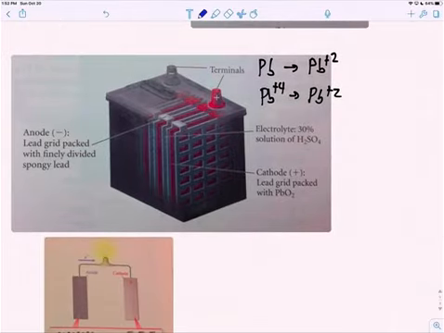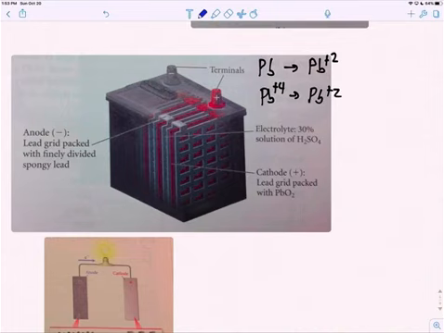A car battery, so here's a car battery. Car batteries are lead acid batteries, and if you ever picked one up, they're heavy. So why are they heavy? Well, because they've got lead in them. And the anode is lead metal goes to lead plus 2 ions. It's lead sulfate in solution. And the cathode is lead plus 4 goes to lead plus 2.